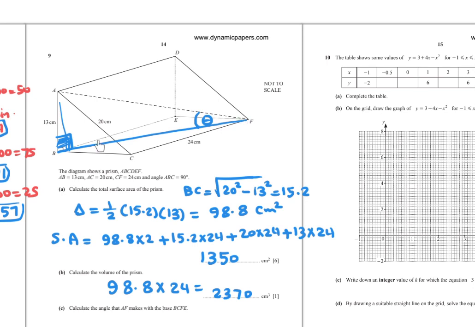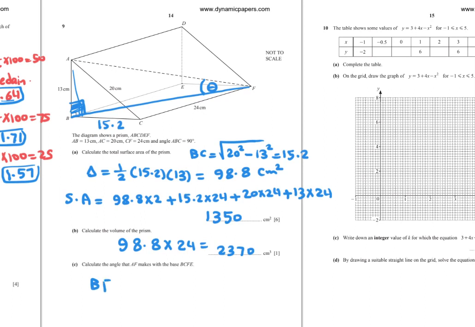And we can find BF. Because BC is 15.2 now, and CF is 24. So from Pythagoras theorem, we can find BF. Then after we find BF, we have the opposite and the adjacent, then we can find theta. We're using tan. So first BF equals square root 15.2 squared plus 24 squared equals 28.4. Now this side 28.4.